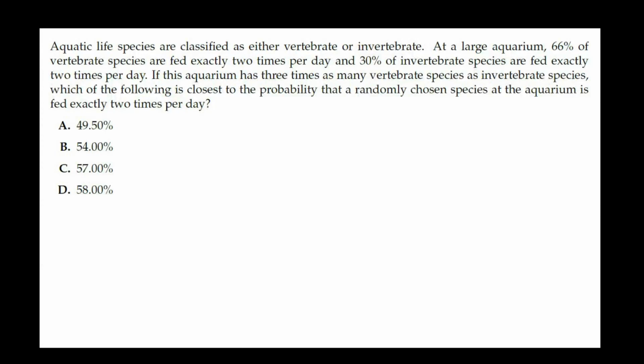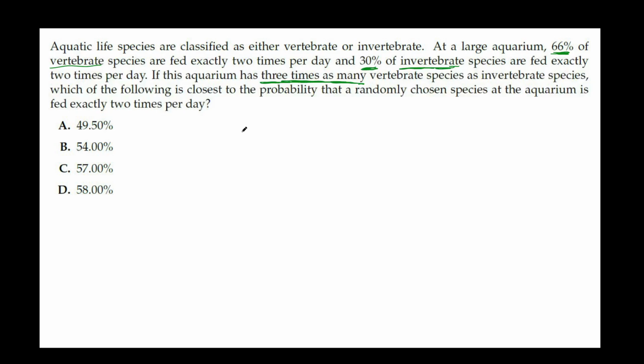All right, so it says that aquatic life species are classified as either vertebrate or invertebrate. At a large aquarium, 66% of vertebrate species are fed exactly 2 times per day, and 30% of invertebrate species are fed exactly 2 times per day. If this aquarium has 3 times as many vertebrate species as invertebrate species, which of the following is closest to the probability that a randomly chosen species at the aquarium is fed exactly 2 times per day?